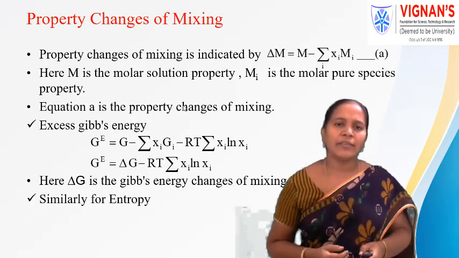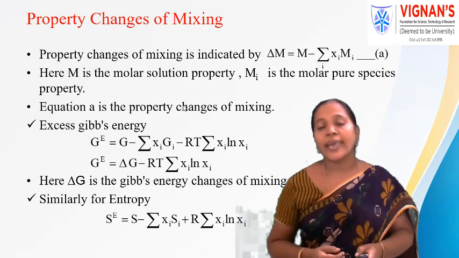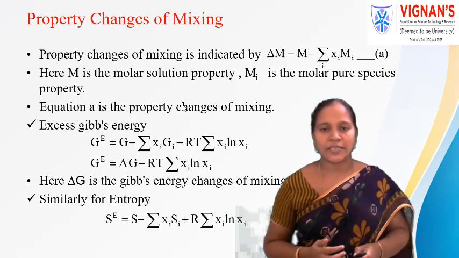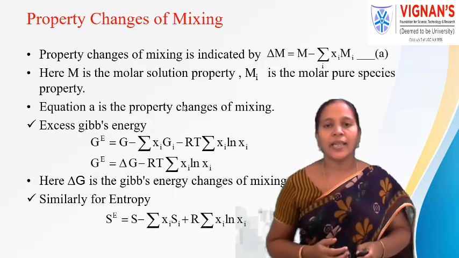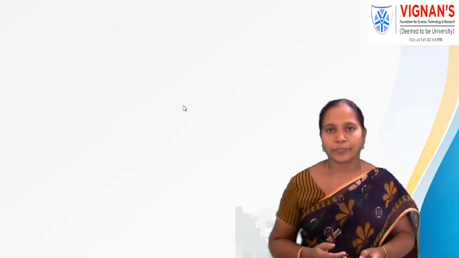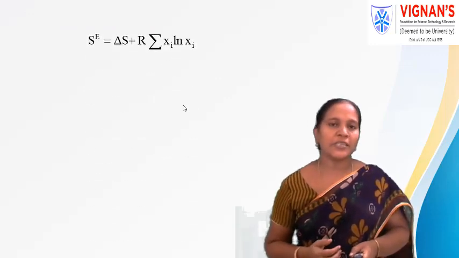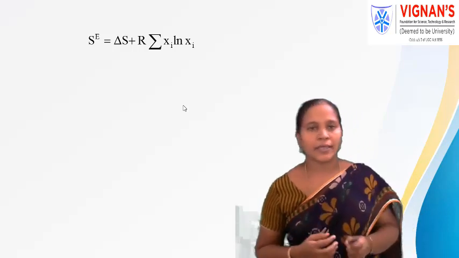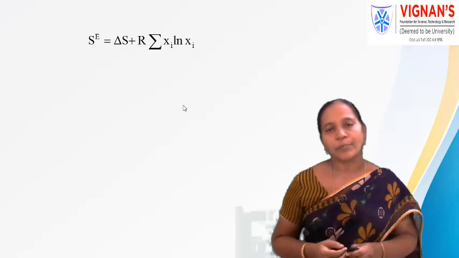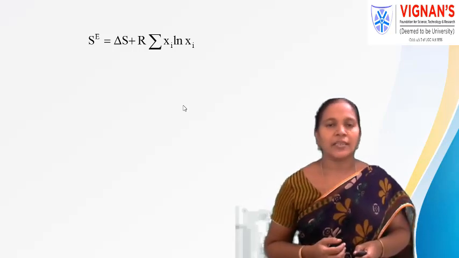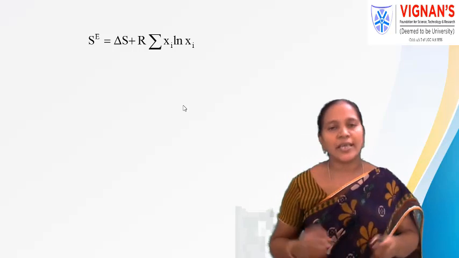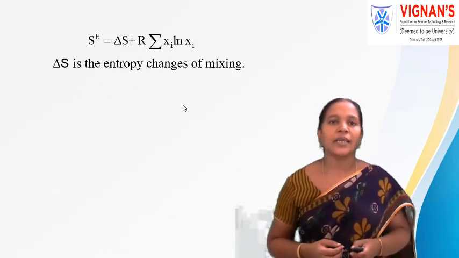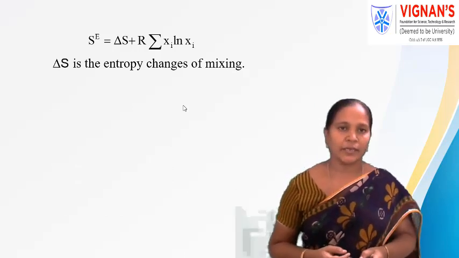Similarly, we write for entropy. Therefore, excess entropy is equal to S minus sigma xi Si plus R sigma xi ln xi. Excess entropy is equal to delta S plus R sigma xi ln xi. Here delta S comes from property change of mixing, that is delta S is equal to S minus sigma xi Si. Delta S is the entropy change of mixing.